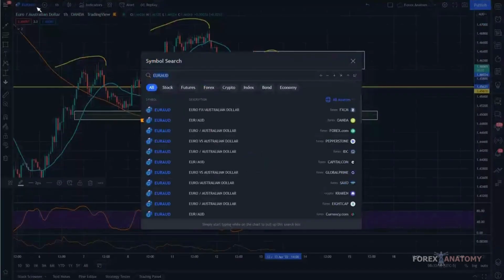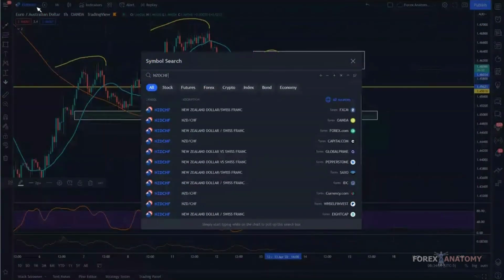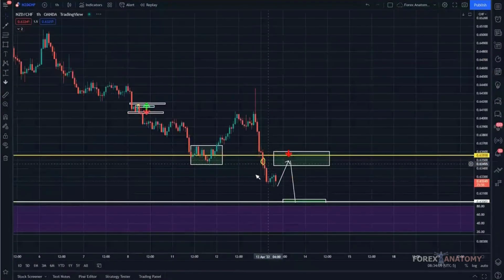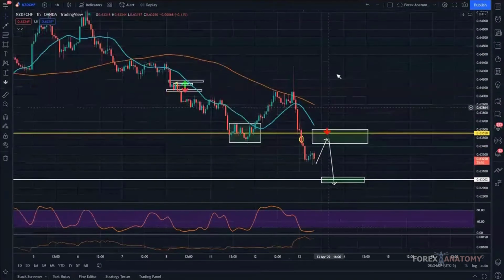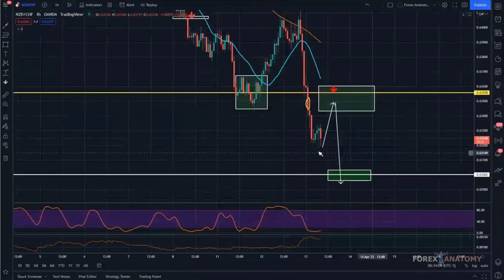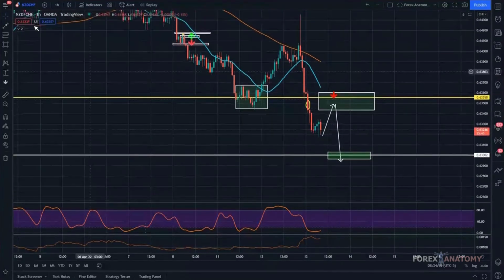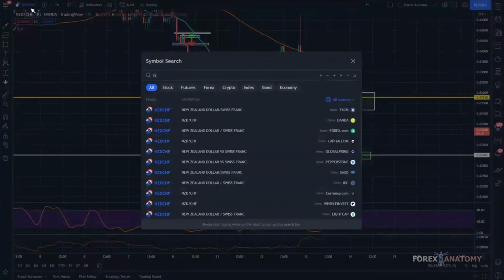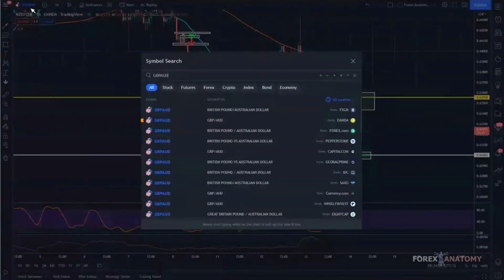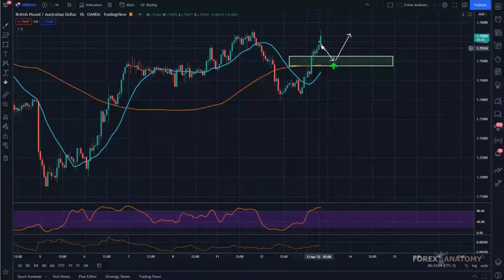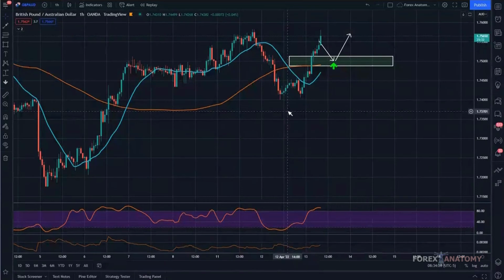Kiwi Swiss franc. Okay, for the Kiwi Swiss franc, price is still consolidating in this area. We're still expecting price to push up into this zone, and then I think we did pound Aussie as well. Yep, and pound Aussie looks like it still may want to push to the upside.